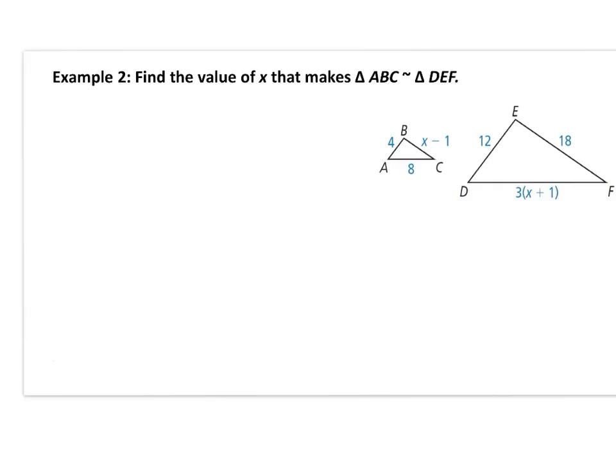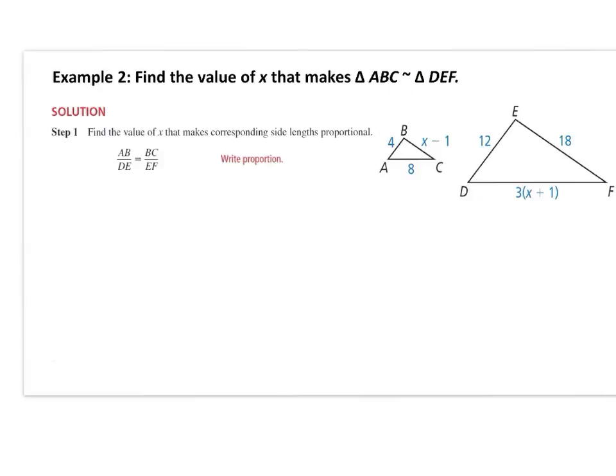All right, in our second example, we're going to find the value of x that makes triangle ABC similar to triangle DEF. So what we want to do is match up, again, our shortest side lengths and our longest side lengths. We can also look at our similarity statement and decide how to match up sides as well. So AB is first and DE is first, so therefore they are corresponding side lengths. BC is next compared to EF, and then AC compared to DF is another way you could set them up as well.